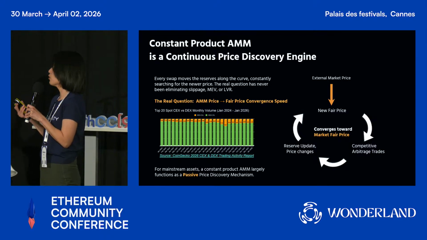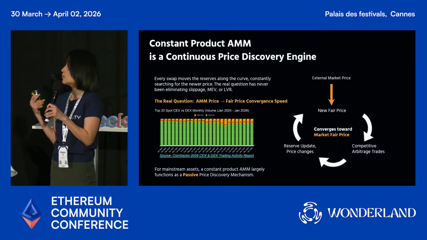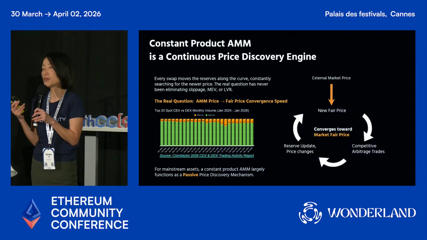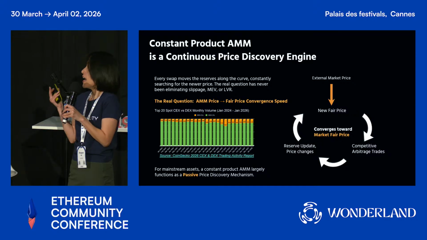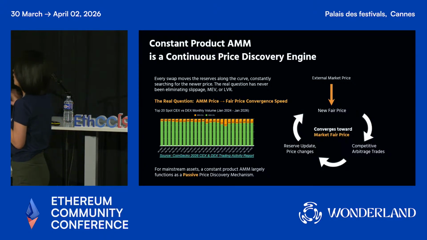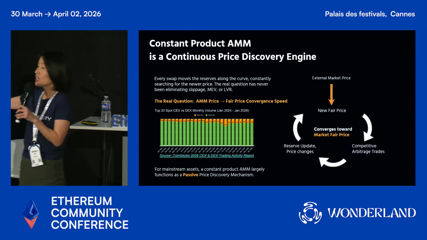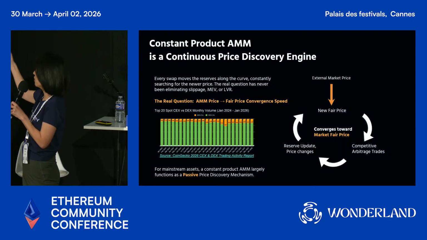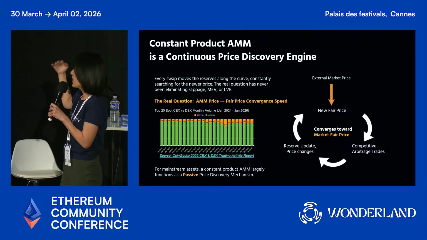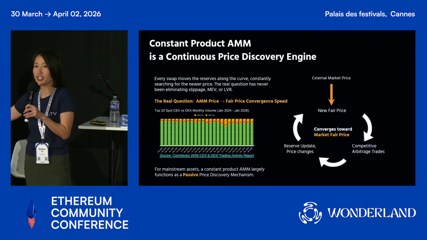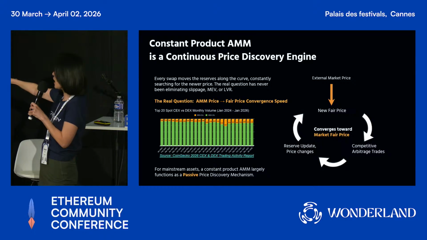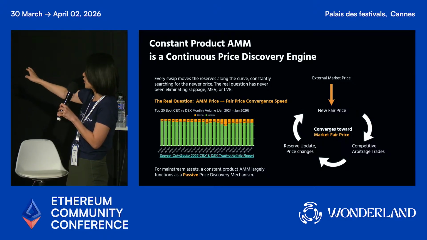For most of the short-tail assets, like Bitcoin, Ethereum, stablecoins, and so on, the majority of their liquidity and trading volume happens first on the centralized exchange. So what we have here is a reactive feedback loop. The external market price on the centralized exchange first reaches a new fair price, and then the arbitrageurs, the informed traders, want to capture this price difference for profit. They step in, and competitive arbitrage trades happen.